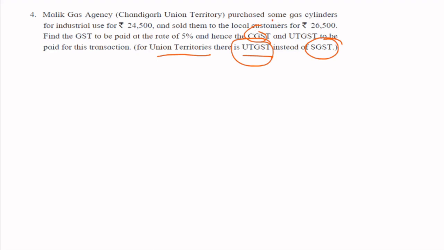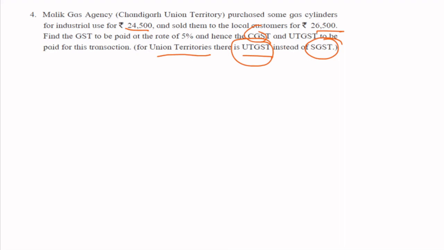So here, what is the question? Purchase some gas cylinder. Who purchased some gas cylinder? Malik Gas Agency, for industrial use, for 24,500. So this is the price of the gas cylinder. This is not the GST. Try to understand. And sold them to the local consumer for 26,500. Find GST to be paid at the rate of 5% and hence CGST and UTGST.